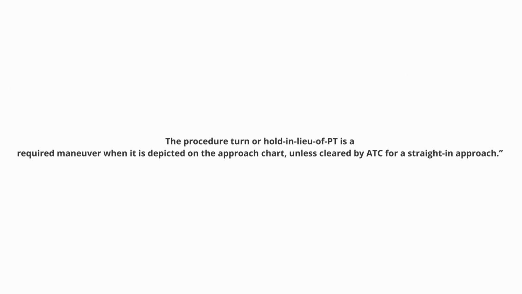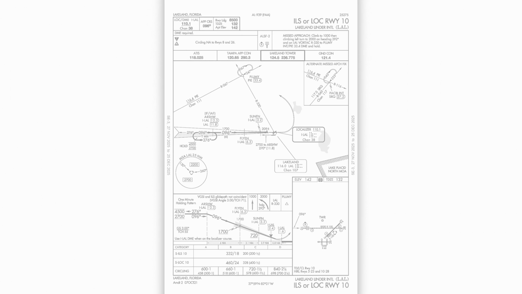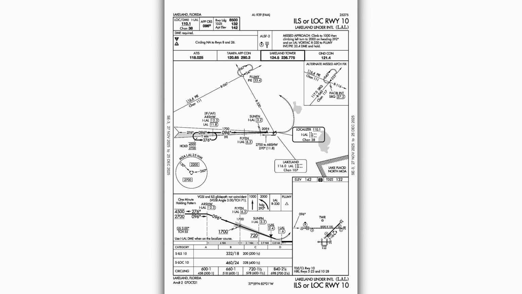If you want to check it out for yourself, AIM 5-4-9 tells us that the procedure turn, or hold in lieu of procedure turn, is a required maneuver when it is depicted on the approach chart, unless cleared by ATC for a straight-in approach. It's pretty straightforward. If a procedure turn is published and you don't fall into one of the buckets defined in 14 CFR Part 91.175 or receive a straight-in approach clearance, you're expected to fly it. Remember, you can always ask the controller if you're unsure.